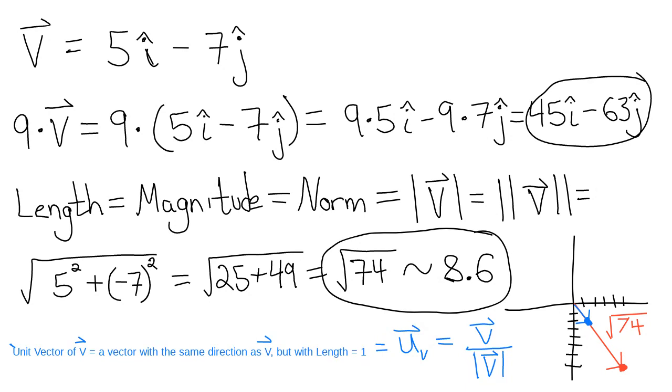So that's what I drew in blue. It's the same vector as the red, but it's shrunk to length 1. So you take the vector v and you divide it by its length, you get the unit vector. Take 30 seconds to copy that down.